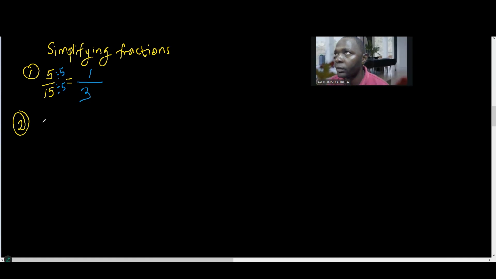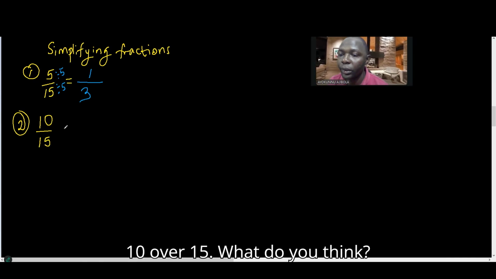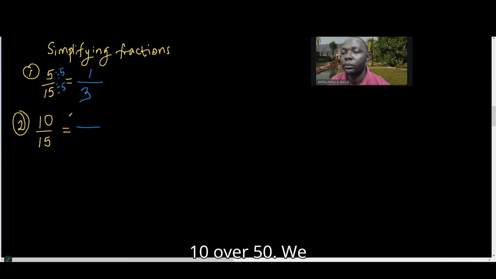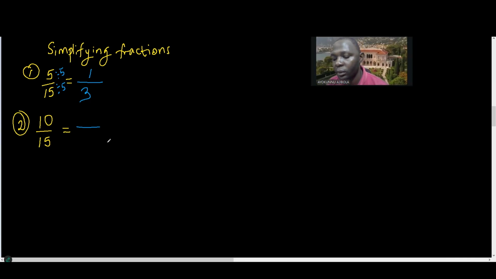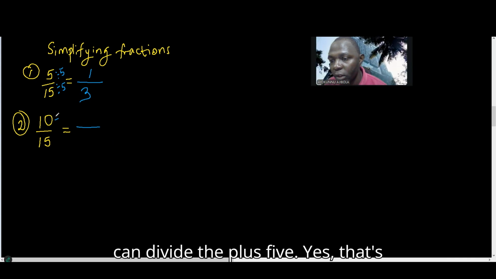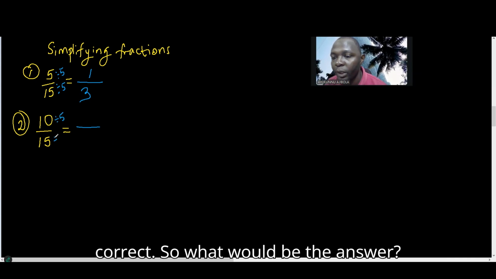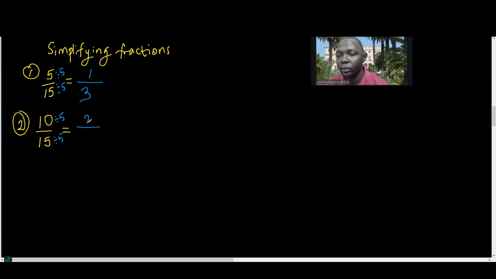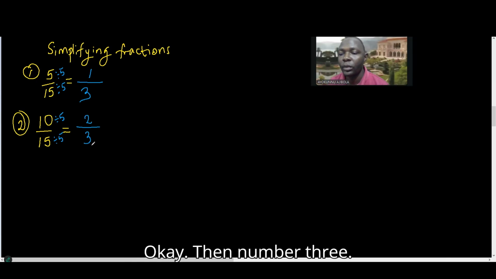So number 2, let's assume you have 10 over 15. What do you think? We can divide it by five. Yes, that's correct. So what would be the answer? 2 over 3. Okay.